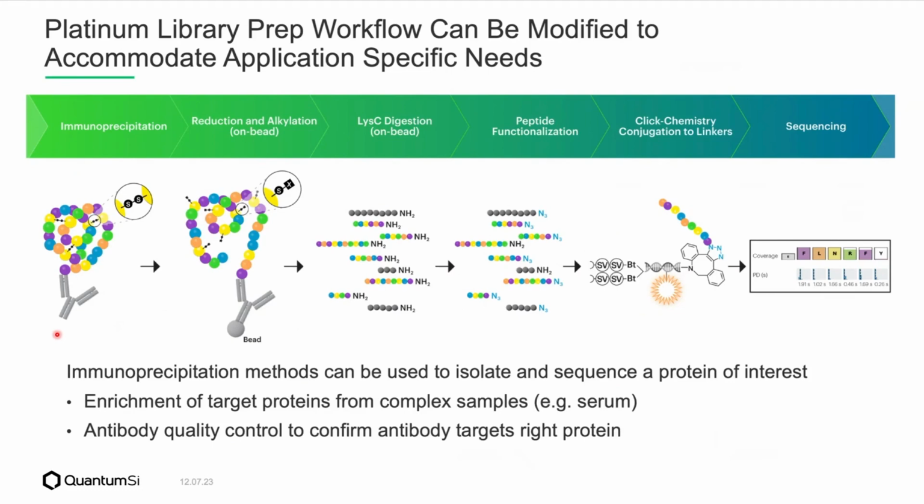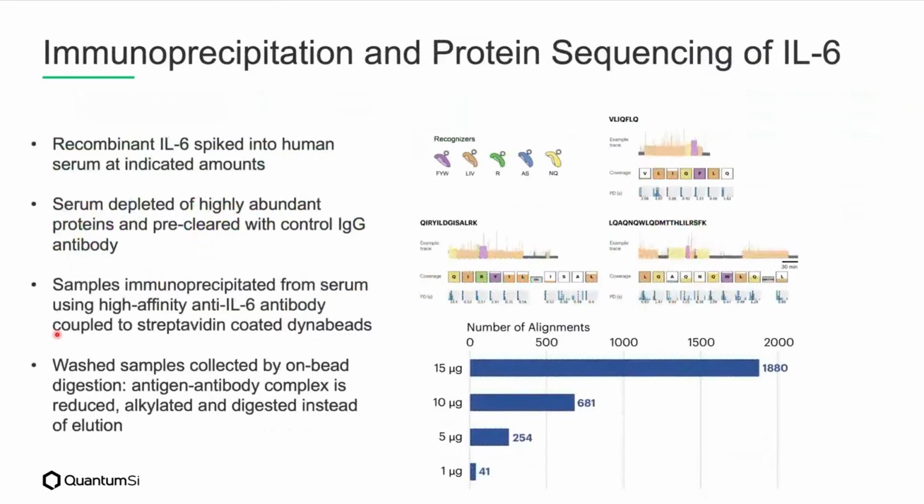In order to do this, what we developed was this on-bead digestion method, in which we performed our immunoprecipitation using magnetic beads, as well as the antibody-antigen complex. We digested the entire sample with our lysine enzyme to produce our peptides, and then essentially continued through our standard library prep procedure in which we functionalize those peptides, click them to our linkers, and then perform sequencing. An example of what this data looks like is shown here above.